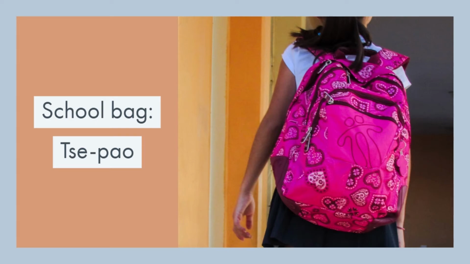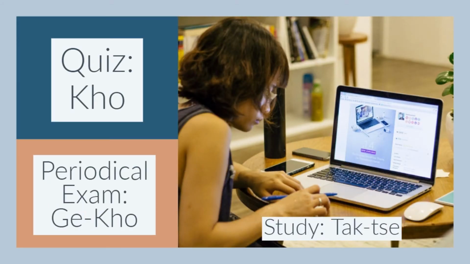School bag. 책包. Remember 책? It's books. 包 is bag. 과우 야당의 책包. I have a very heavy school bag. Quiz. 콩. A short quiz would be 쇼콩, like small exam. Periodical exam or quarter exam would be 개콩. Study. 닥체. 과 지레바이 오 개콩. This week, I have a quarter exam or a periodical exam.